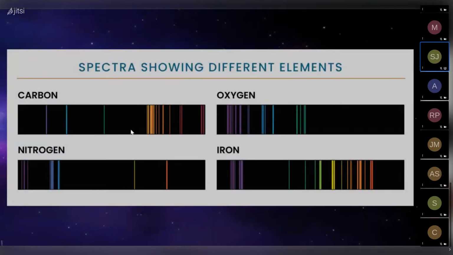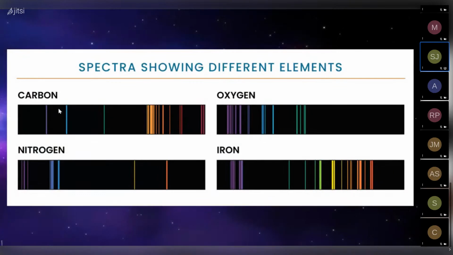And here you can see the spectral lines of some other elements like carbon, nitrogen, oxygen, and iron. Here also you can see that even though in oxygen and iron the purple, that is the higher frequency wavelength, the spectral lines match.